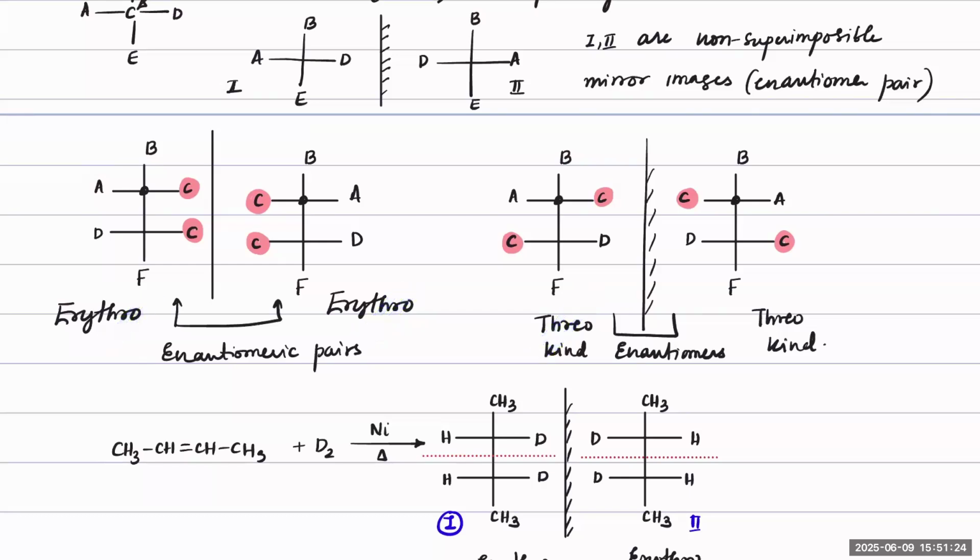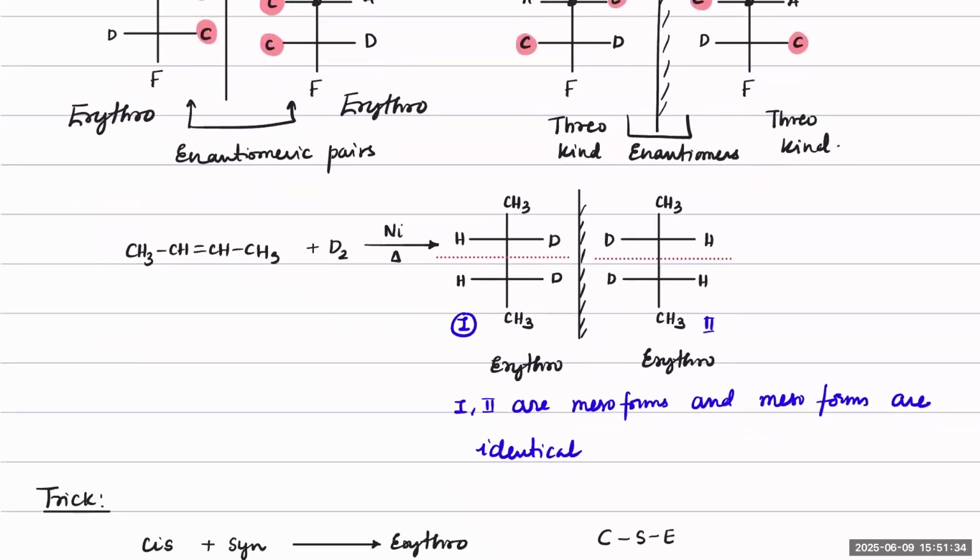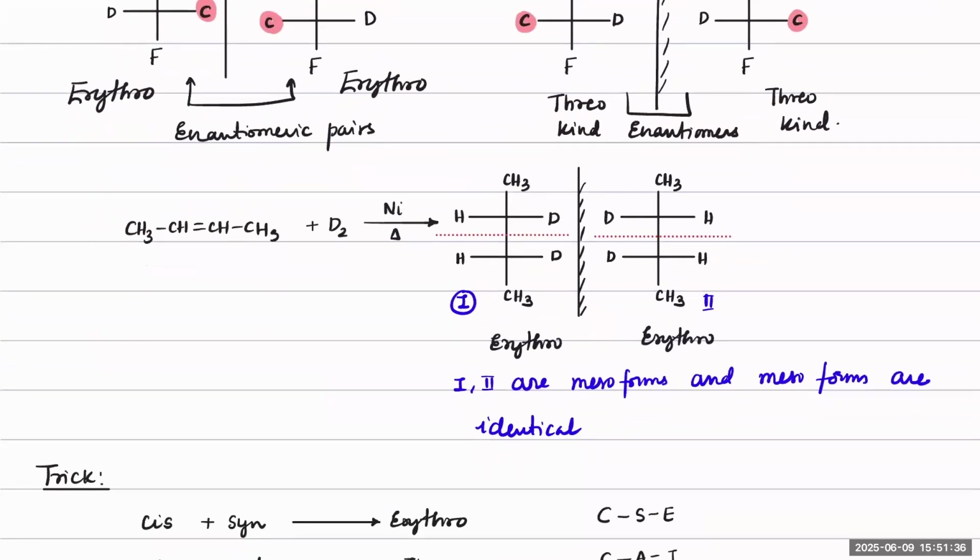Now we are talking about a threo form. Even if you take the mirror images of the threo form, it will be optically active and both will be enantiomers of each other. Got it? Now, what you would see is that D2 is being added to a double bond here in the presence of nickel. So I will get a single bond. So I can express that in the Fischer projection.